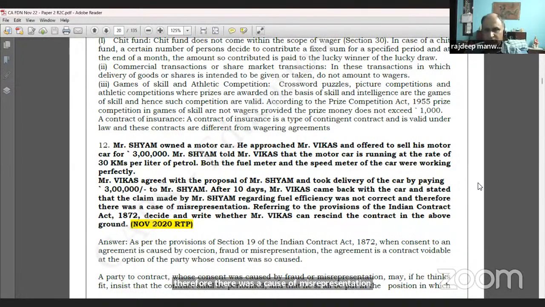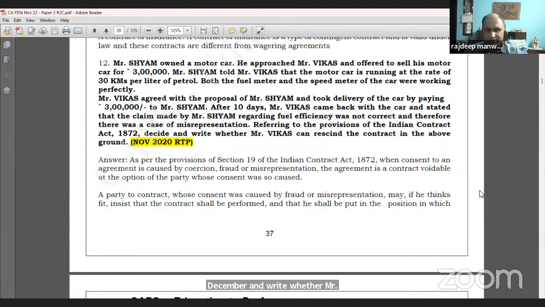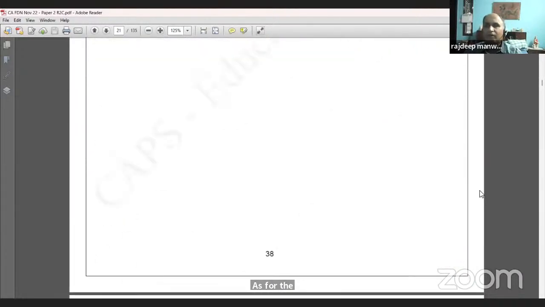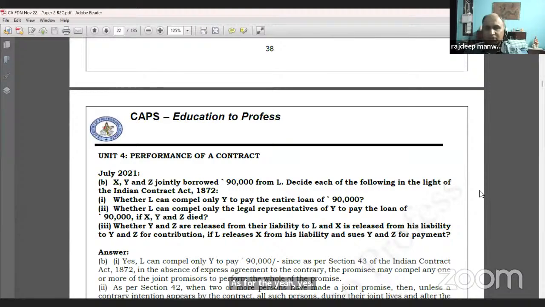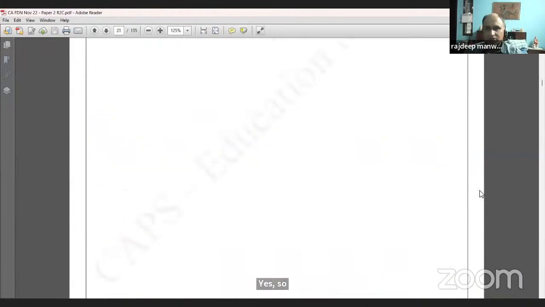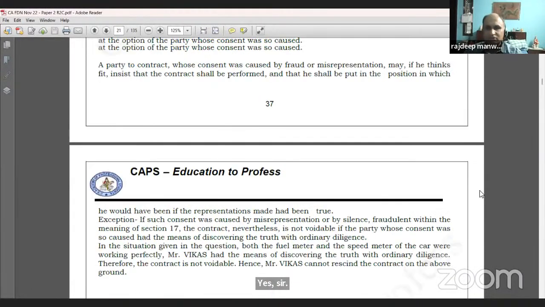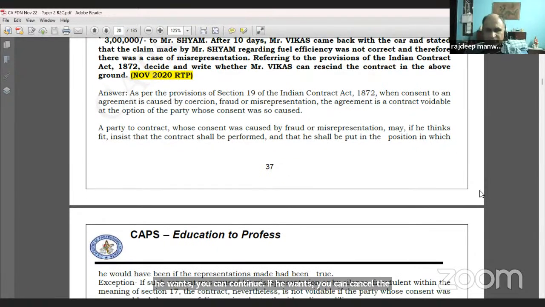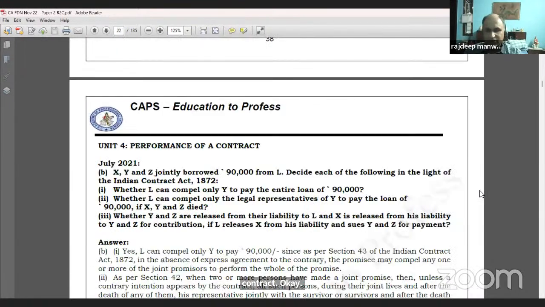He can, no? If it's a case of misrepresentation, then it can be. If they wouldn't have mentioned the Indian Contract Act, you can also use conditions and warranties. It is also voidable at the option of the buyer. This is voidable at the option of the buyer. He can rescind. If he wants, he can continue. If he wants, he can cancel the contract. Again, remember: facts, provisions, analysis, conclusion.